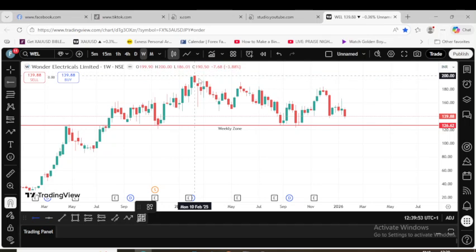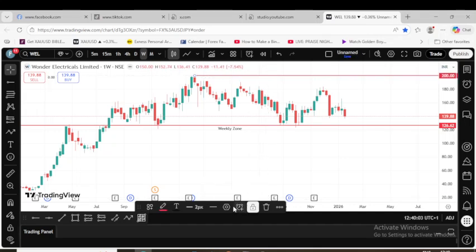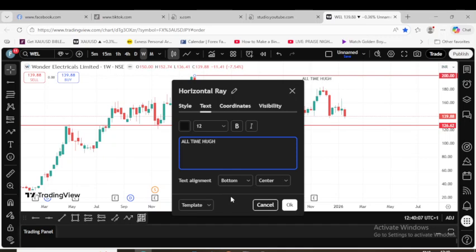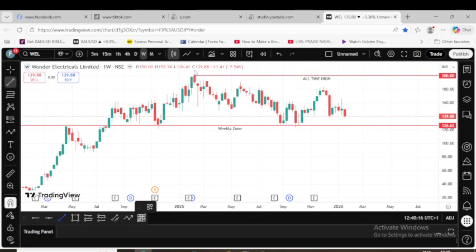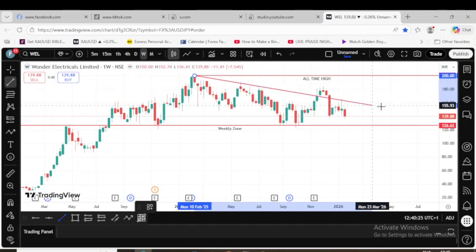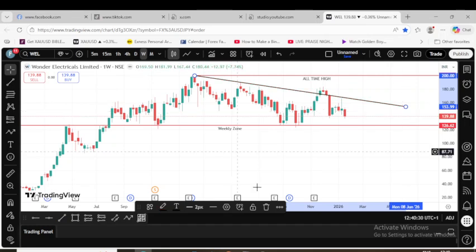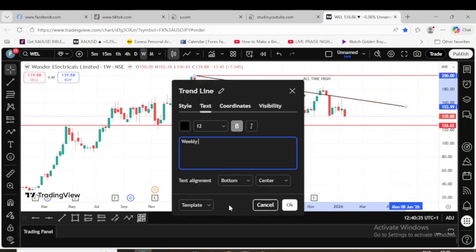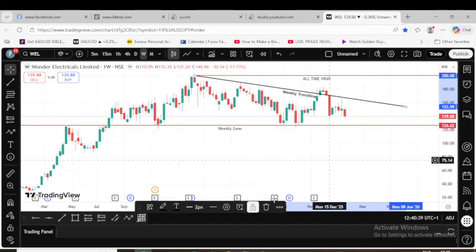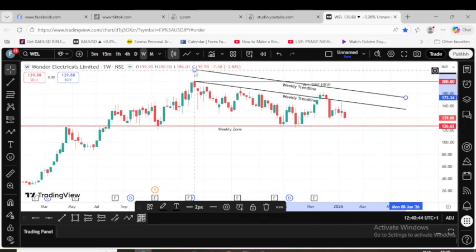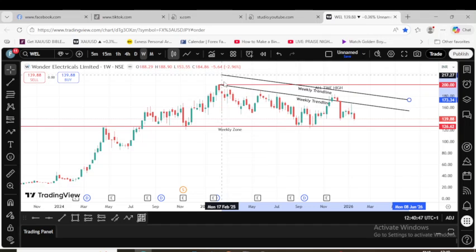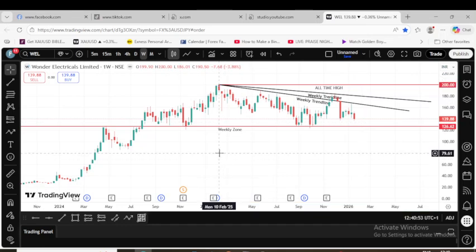this is our all-time high. This is the highest point that price has gotten to. So all-time... We can also draw a trend line across this point like this. This is a weekly trend line. We also have another zone here.